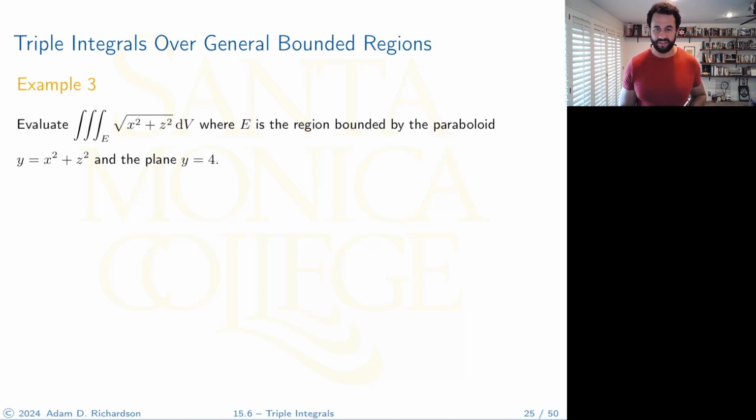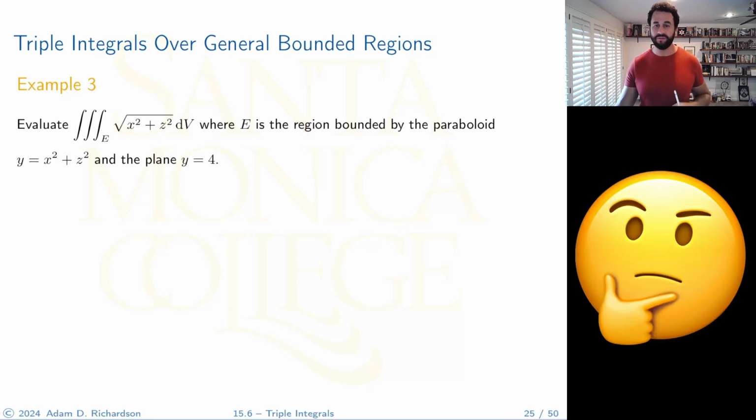This is a good one for you to think about, and then we'll do it together. Try to evaluate this integral, where E is the region bounded by the paraboloid y equals x squared plus z squared, and the plane y equals 4. I want you to imagine and sketch the region, and then imagine how you would scan that region. If you can find an effective way of scanning it, then try to evaluate the integral. Think about it for a minute.